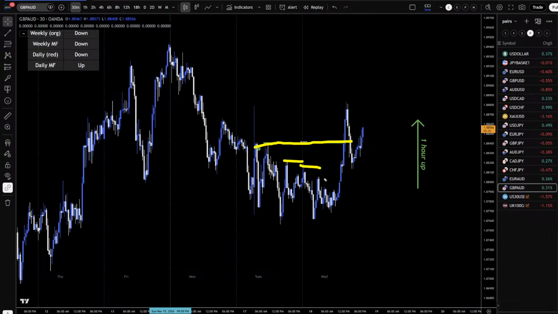None of these counted as structures because none of them made a new low, so that break of structure had to have been right here. There's your break of structure. There's your pullback entry. There's your long.